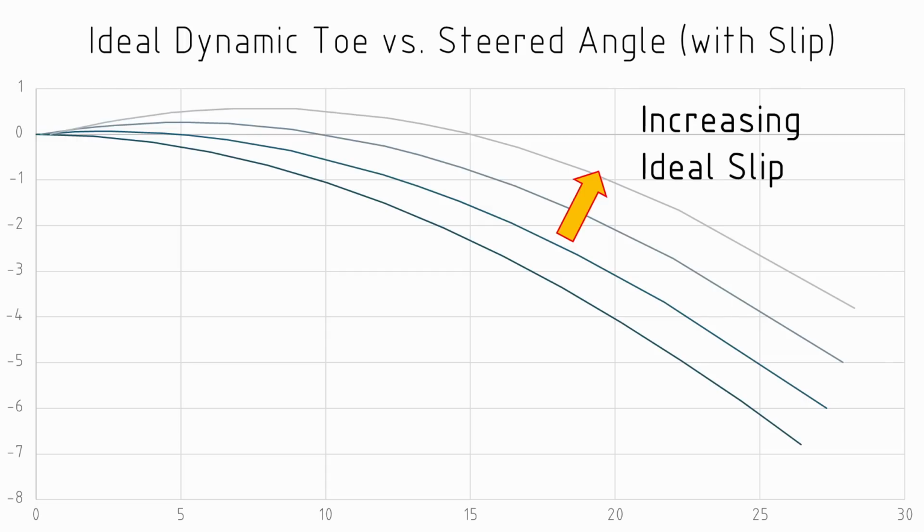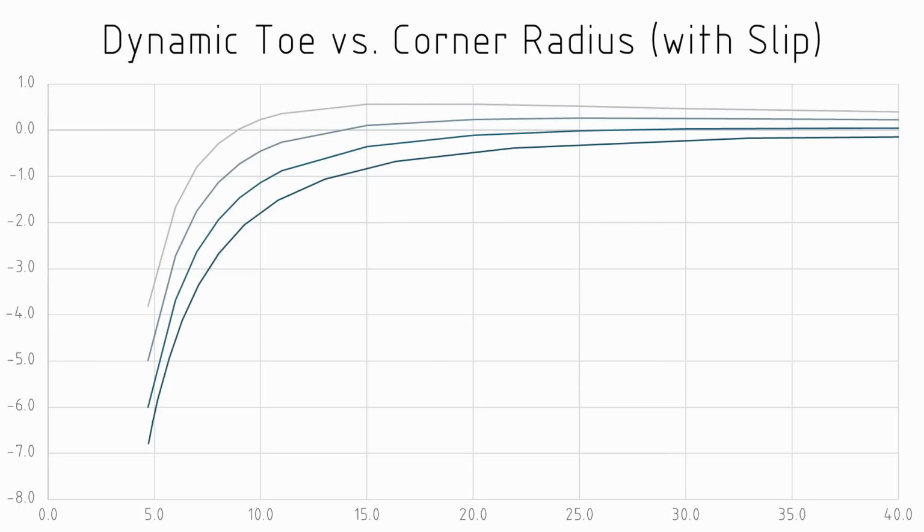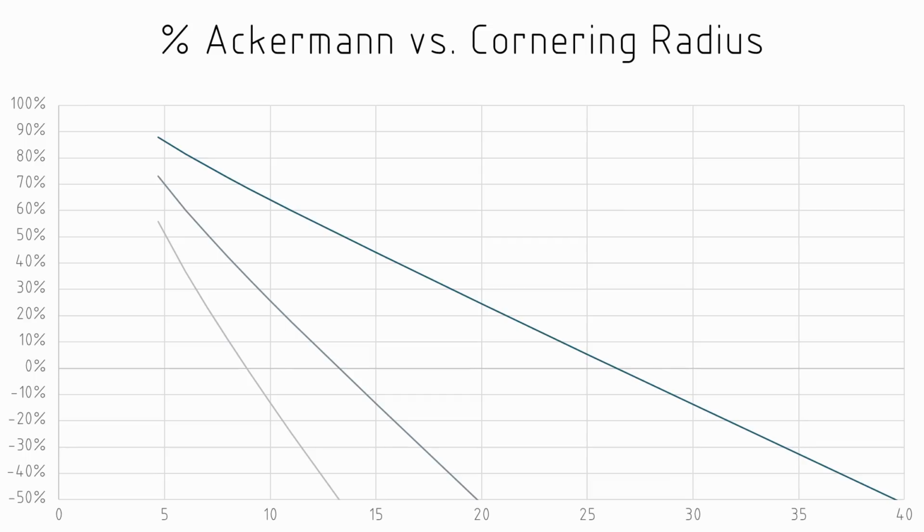We can now plot this dynamic toe versus the corner radius with slip. And we can see that in those lower corner radiuses, we're going to want some Ackermann. But for the higher corner radiuses, once we bring in slip, we're probably going to want some anti-Ackermann. Converting this to a percent of Ackermann, comparing the ideal dynamic toe for a steered angle with slip as a ratio to 100% Ackermann, we can get this graph where we can see how much Ackermann as a percentage we would want for different corner radiuses.